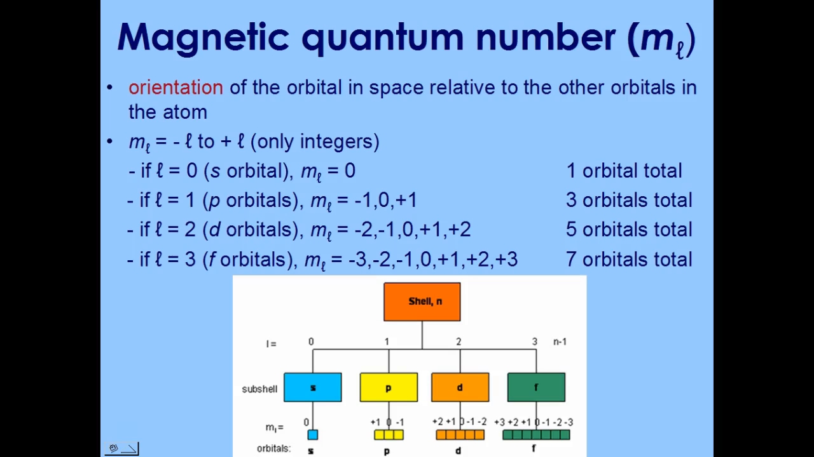With an l of 2, when you're in the d sublevel, you can have ml's from negative 2 up to plus 2, which gives you your 5 orbitals. And then finally, if you're in an f sublevel, an l of 3, you can have ml's ranging from negative 3 to plus 3.